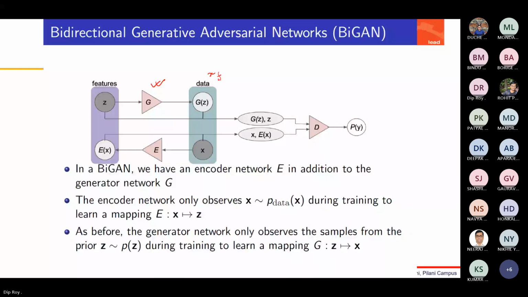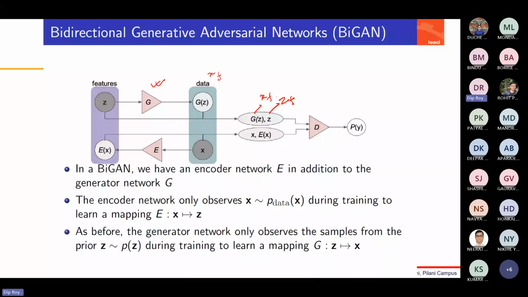All right. And it is passed to a discriminator. And what does the discriminator take? From the top branch, the discriminator takes both the Z fake as well as the X fake. That is both the fake latent variable and the fake observed variable.